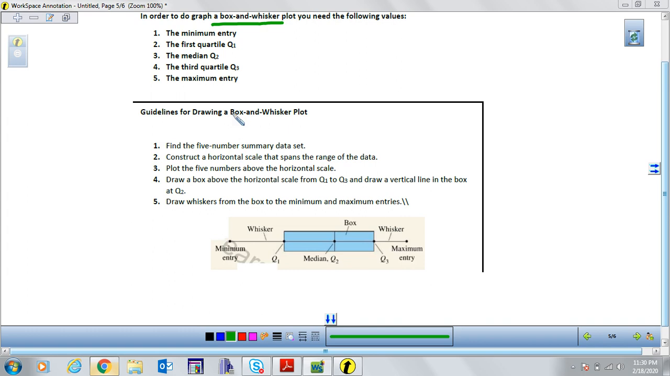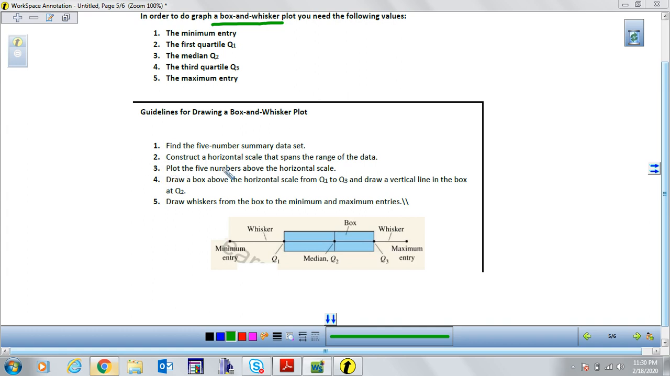So here are the guidelines, the rules for drawing a box and whisker plot. Number 1, find the 5-number summary of the data set. These are the 5 summary data set values. 2, construct a horizontal scale that spans the range of the data. So this horizontal scale would be this line that is right here. What is the range of the data? In previous sections we learned that the range means the highest value minus the smallest value. That's why at some point you need number 1 and number 5 from the 5-number summary.